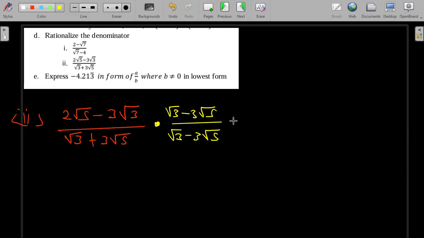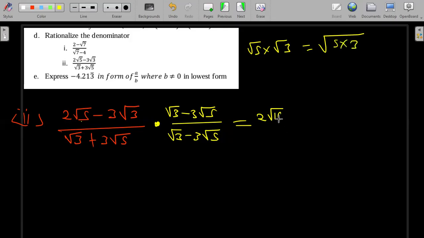Then from there we can just multiply. So this will multiply with all of this, and this will multiply with the whole of this. 2 root of 5 multiplied by root of 3, I'm going to get 2 root of 15. Why? Because root of 5 multiplied by root of 3 is the same as a big square root of 5 multiplied by 3.